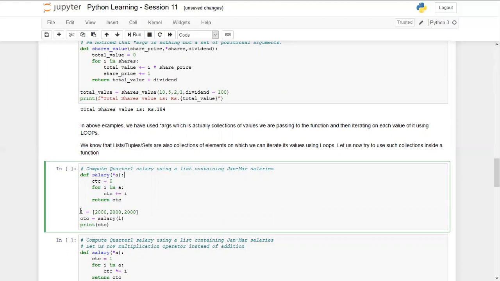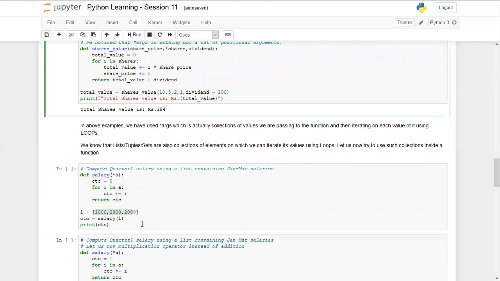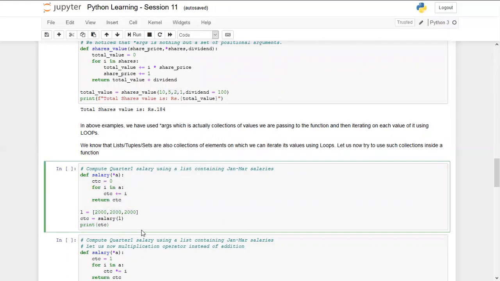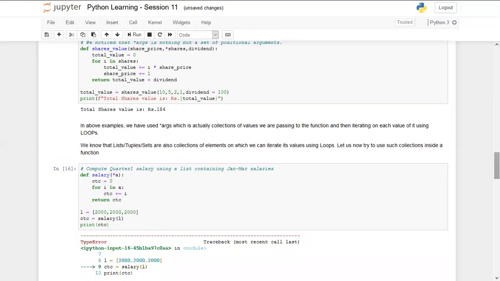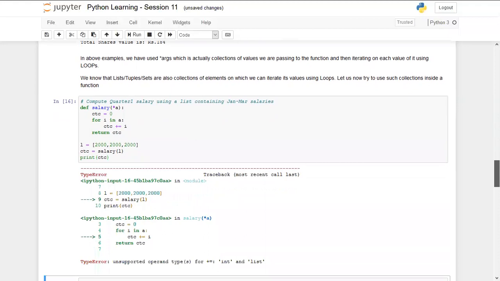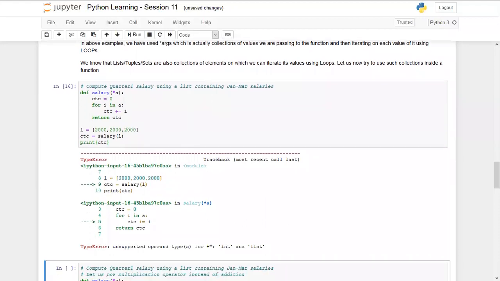And then we are defining a list which holds the values for salaries, Jan, Feb, and March. Then we are calling CTC is equal to the function salary, and then we are passing this list. So it will take three values, just like we are defining it here. And finally, we are printing CTC that will be computed. But now let's see that it will throw an error. It is saying unsupported operand types for int and list.